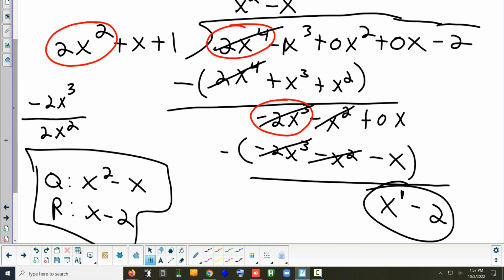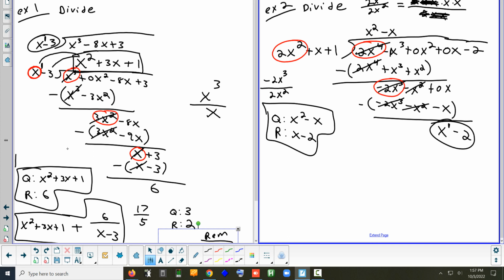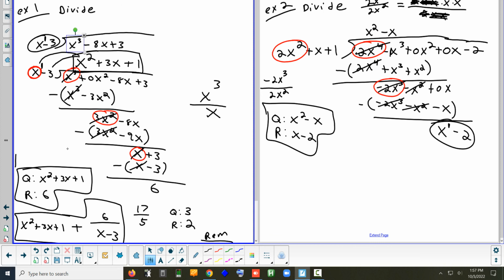So at first, it looked like it could have been worse than the last problem because the exponent here was a 4. But if you look at the amount of work on the two problems, I think the one on the right was shorter. Even though this one had a smaller exponent, doesn't always mean it's going to be shorter.